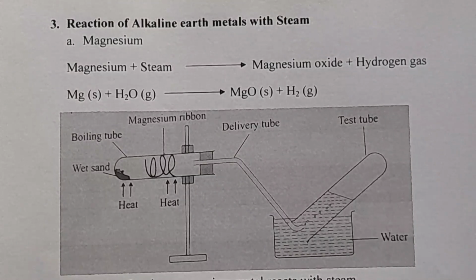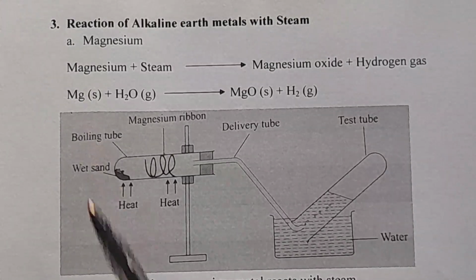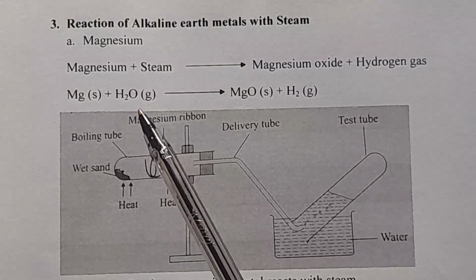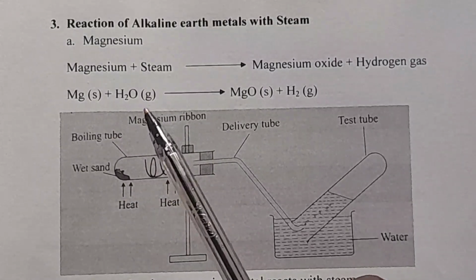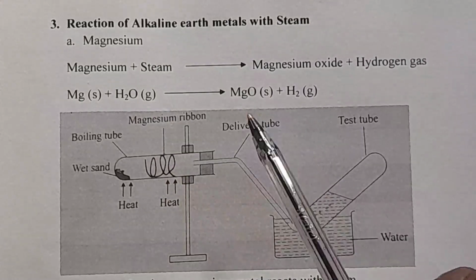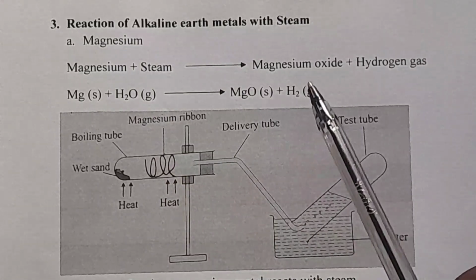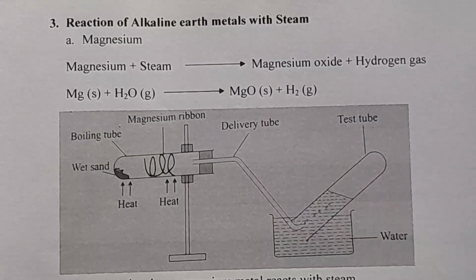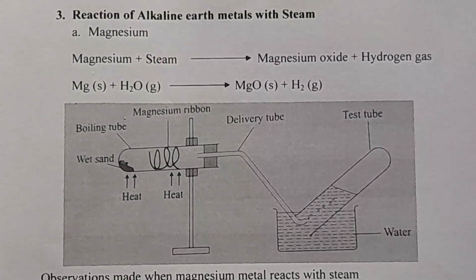So the balanced chemical equation will be one of magnesium metal reacting with one of water, which is steam, which is water in the gaseous form, giving us magnesium oxide, which is solid, plus hydrogen gas, one of hydrogen gas.